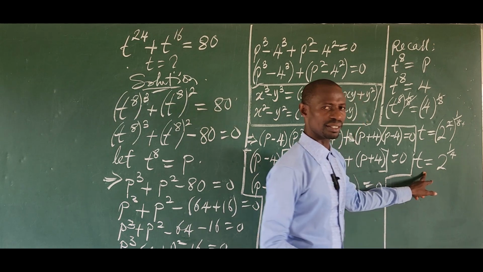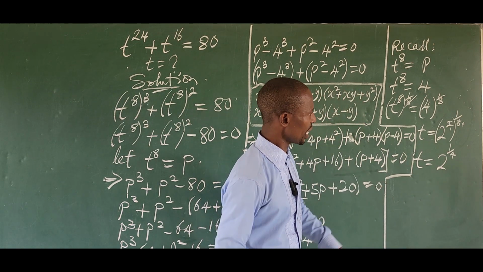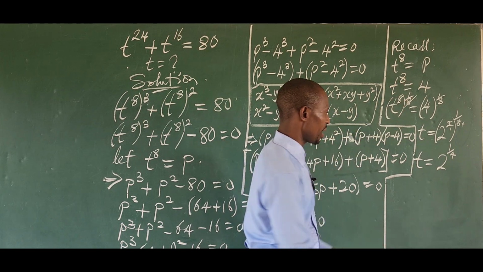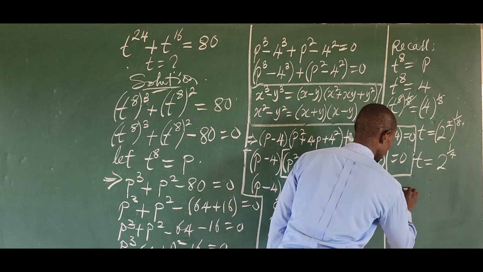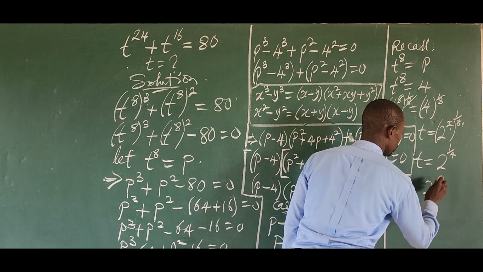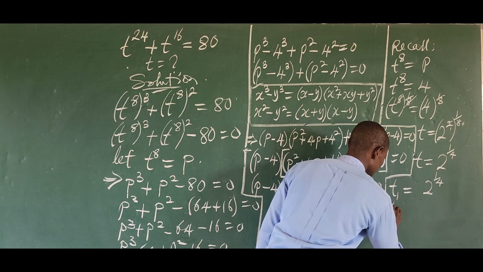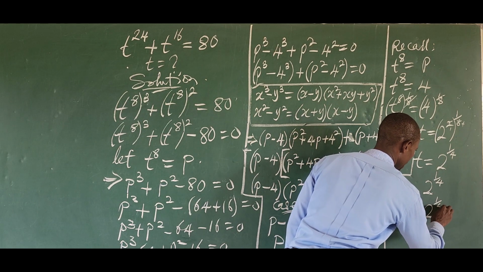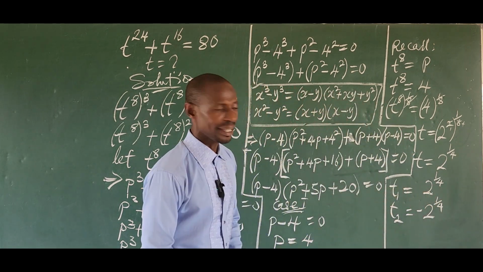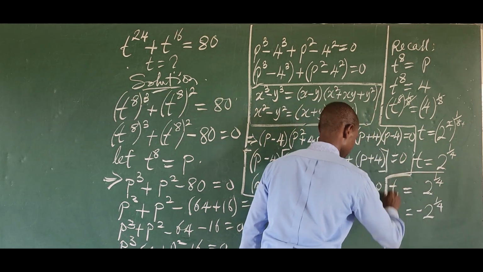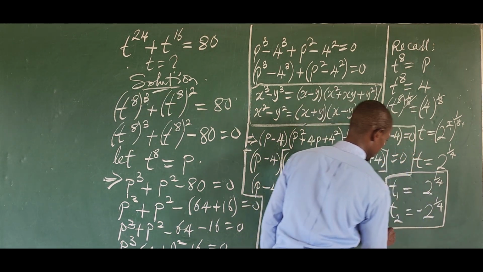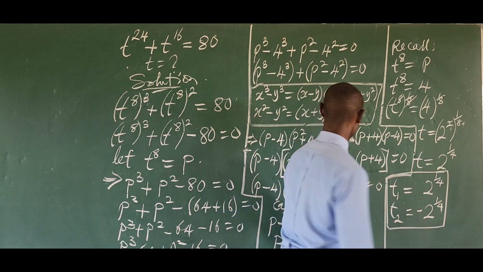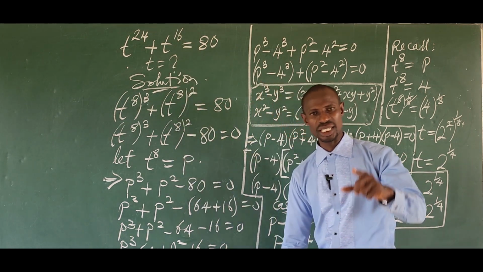So this is the value of t that will give us this. But if you check this, this is to the 1 over 8 of this. So here we have t1 is equal to plus 2 to the power of 1 over 4, and t2 is equal to minus 2 to the power of 1 over 4. So these are possible values for our t. Now you're going to do the check for me. Check this and this to see if they will satisfy this equation. I'm going to see you in the comment section.